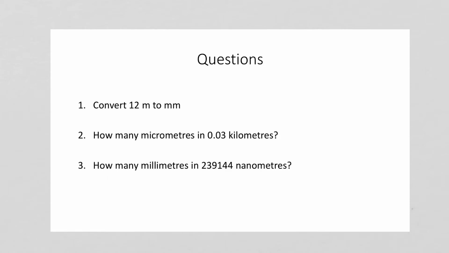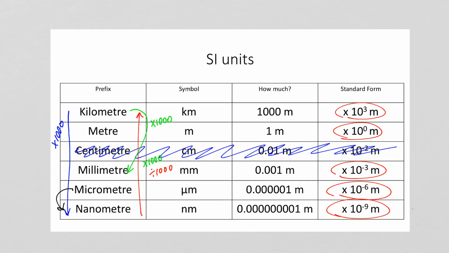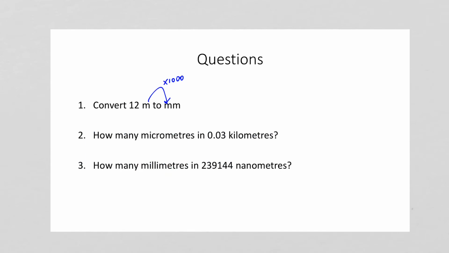Looking at some examples here, going from 12 meters to millimeters. Well, I know that to go from meter to millimeter, I'm multiplying by 1,000. That is just one step on my table. So I very simply just do 12 times 1,000, which is going to be 12,000 millimeters.